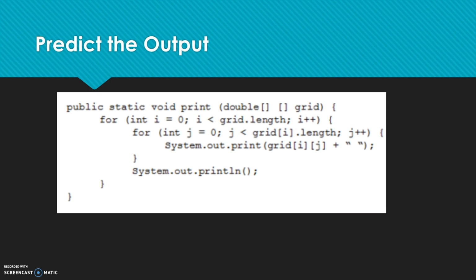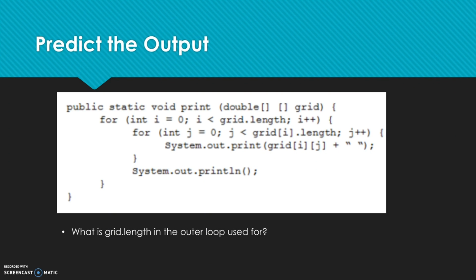That was a lot easier. Now let's build on that even more. We're going to use all our tools here: nested loops, two-dimensional arrays, and we want to predict the output of this method. This method called print accepts a variable called grid, a parameter which is a two-dimensional array, and it's going to use that to loop through and print some output. Pause here and write on your whiteboard what you expect this output to be.